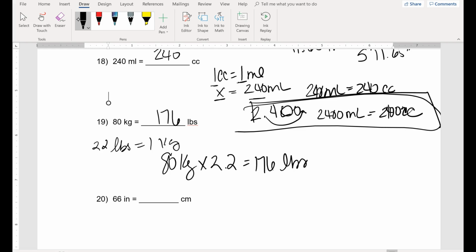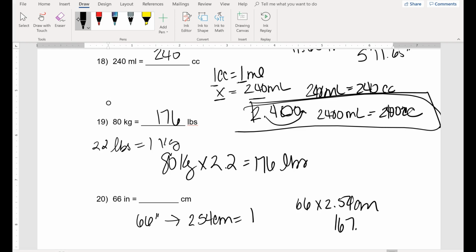All right, so we have our 66 inches. In how many centimeters is that? We have 66 inches. We know that there's 2.54 centimeters in 1 inch, right? So we have 66 times 2.54 cm. And we get 167.64, which when we record it in the tenths, because this is less than 5, it goes down to 6. 167.6.